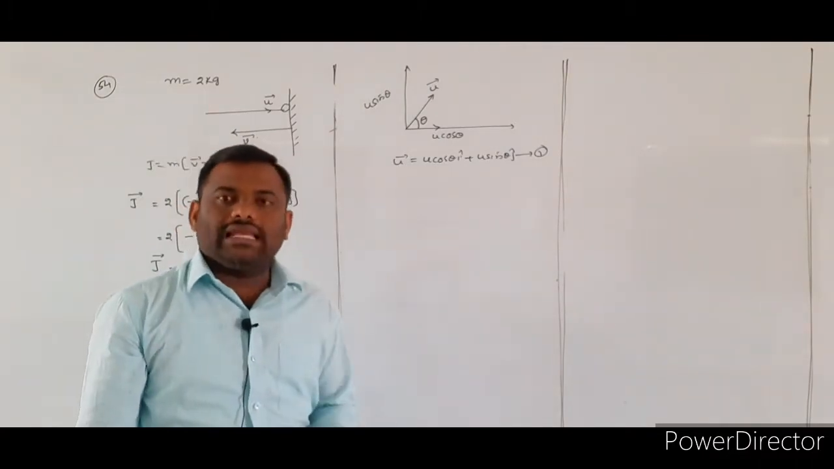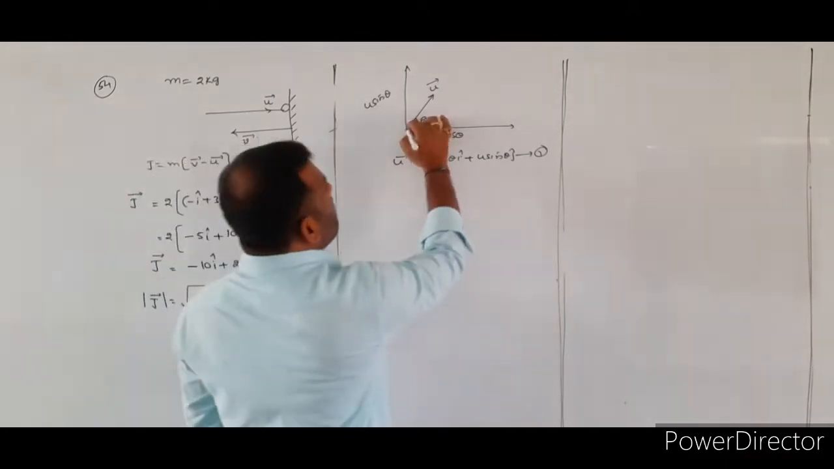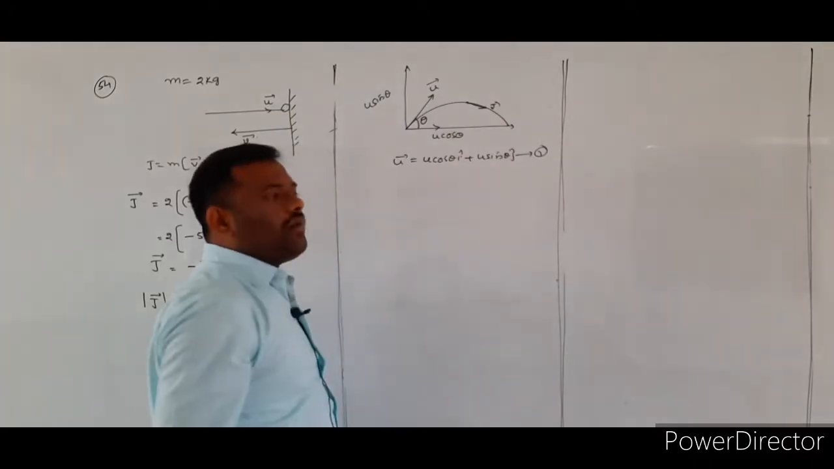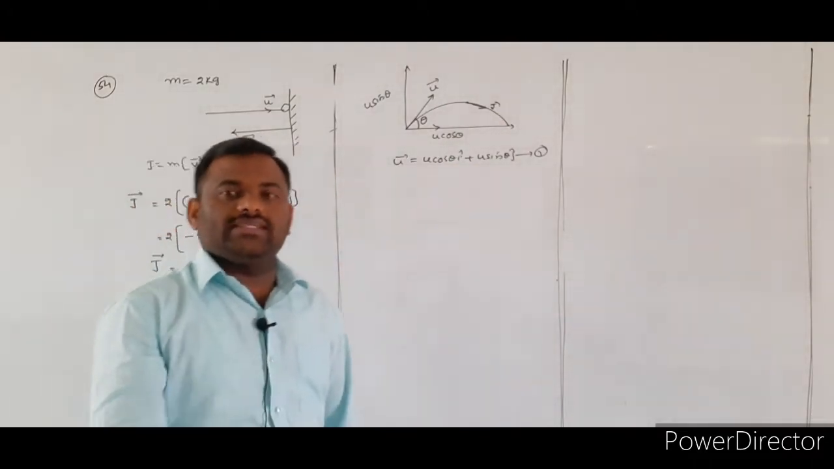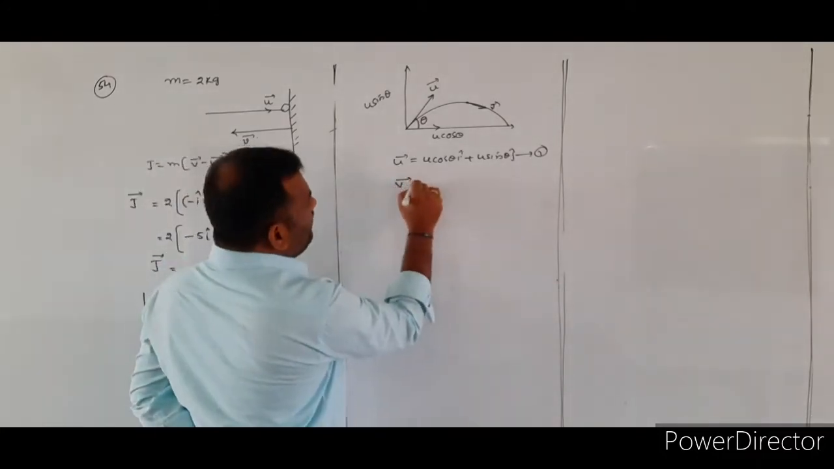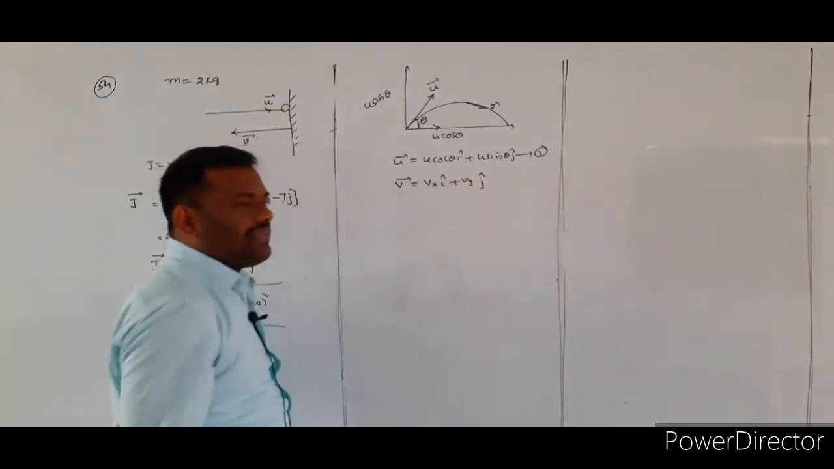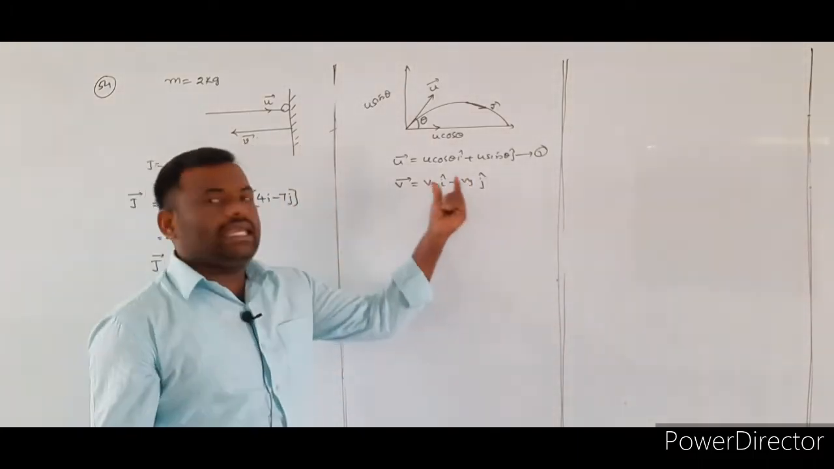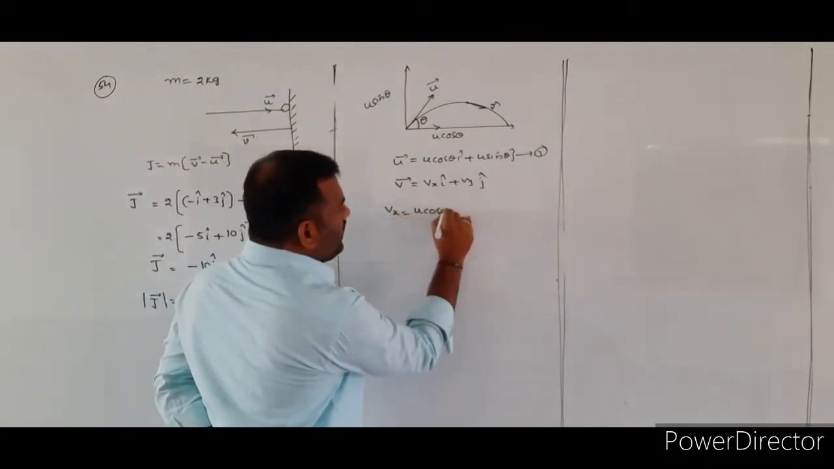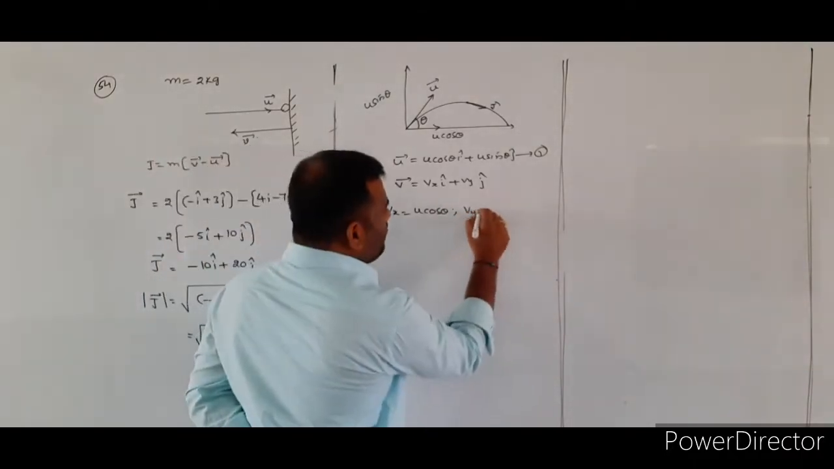Now we have to calculate the final velocity vector. Already we told that in projectile motion, the horizontal component of velocity does not change. If you write the final velocity vector as Vx i cap plus Vy j cap, the Vx value is equal to u cos theta.